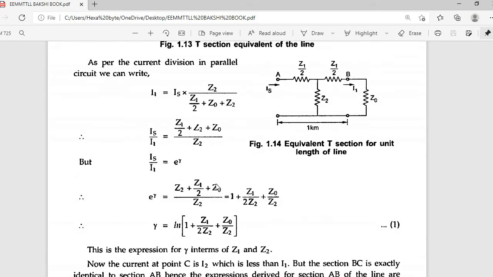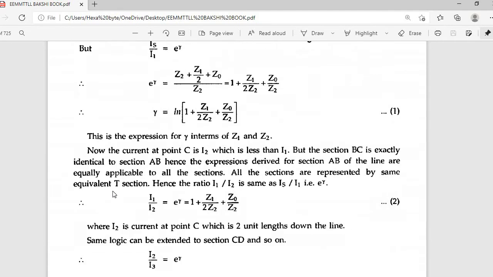if we simplify this, Z1 by 2 plus Z0 and so on, we get 1 plus Z1 by 2 Z2 plus Z0 by Z2. So gamma is equal to the log of 1 plus Z1 by 2 Z2 plus Z0 by Z2. This is the expression for gamma in terms of Z1 and Z2.